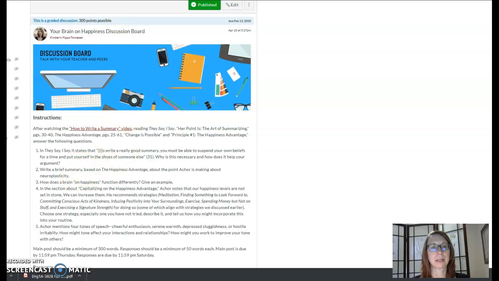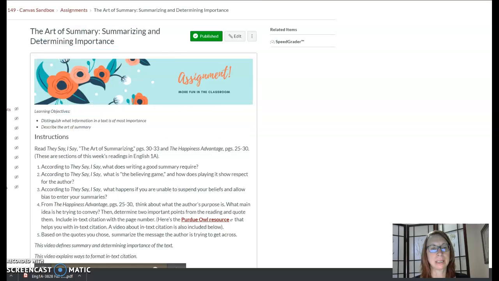So to help you get started on this assignment, let's look at the connected assignment in English 149, which uses summarizing and determining importance to help you with this. These are also active reading strategies. And the reason active reading strategies are so important is they are skills that highly effective readers use. They help them build critical thinking skills, they help them retain information longer after they read it, and so these are important ways to look at a text.